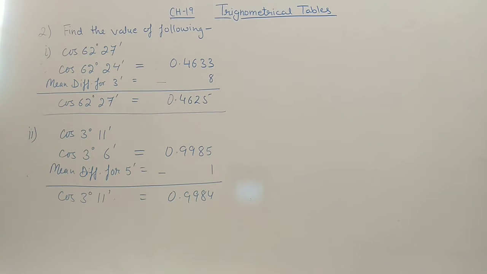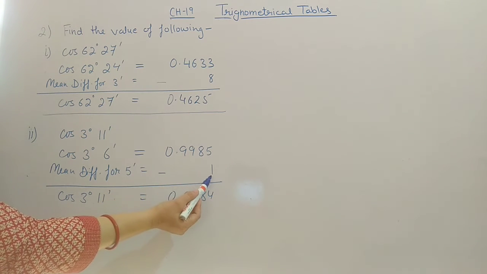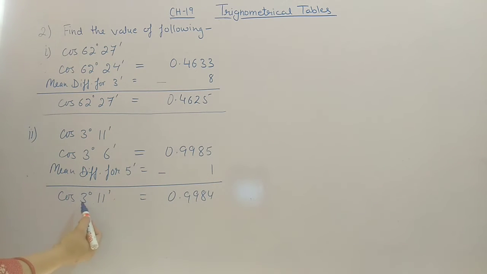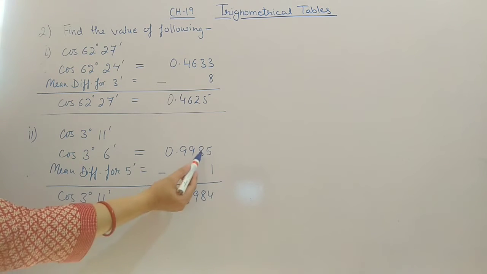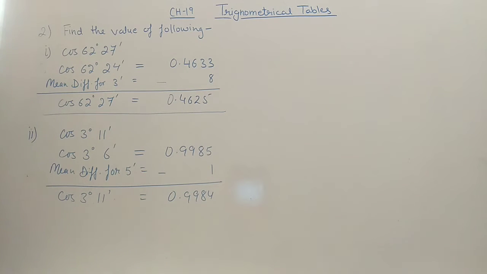Second part, find the value for cos 3 degree 11 minute. First check the nearby value, cos 3 degree 6 minute, 0.9985. See the difference between these, 11 minus 6 is 5. So check the mean difference for 5 minute in same column, equal to 1. And then cos 3 degree 11 minute will be the subtraction of these two, 0.9984.